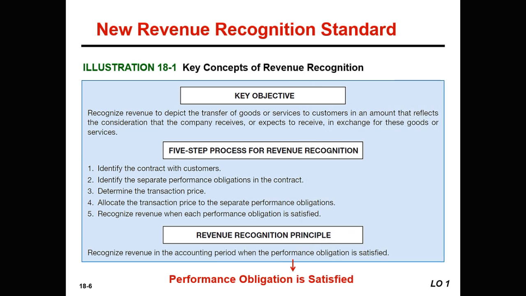The new standard adopts this asset liability approach to revenue recognition. Companies account for revenue based on the asset or liability arising from those contracts with the customers. The new standard identifies the key objectives of revenue and specifies a 5-step process the company should use to ensure the revenue is measured and reported correctly. And it culminates by stating the revenue recognition principle, i.e., revenue is recognized when the performance obligation is satisfied.